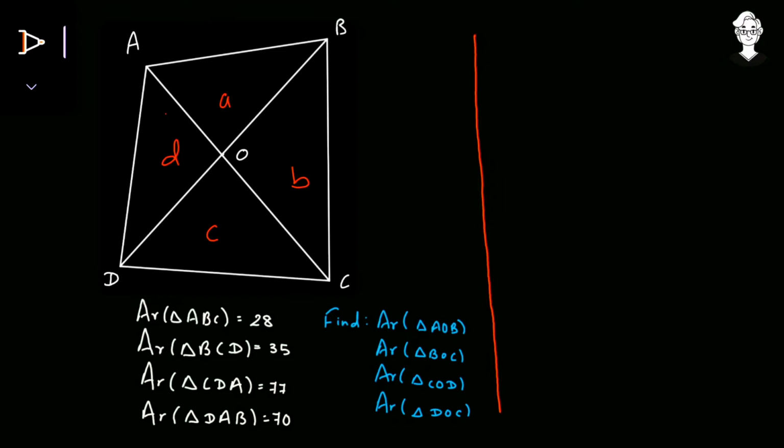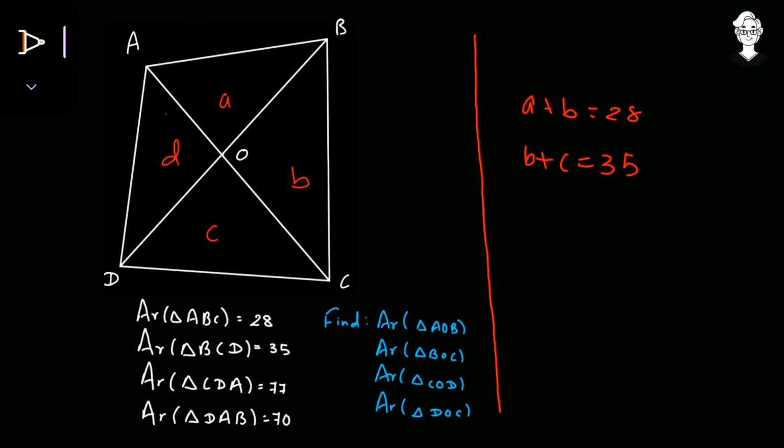So the area of this complete triangle ABC is equal to 28. So here ABC forms when I add A plus B. So A plus B is equal to 28. Now secondly we have the area of the complete triangle BDC. So here BDC forms when I add B plus C. So B plus C is equal to 35.